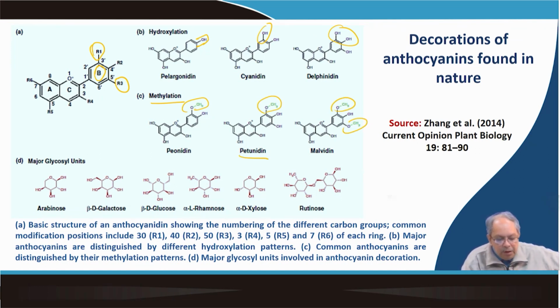Like this. And not only that, what glycosyl units are added? Arabinose can be added, galactose can be added, glucose is common, rhamnose is also common, xylose can be added, and rutinose can be added. Similarly, rutinosyl transferase, rhamnosyl transferase, glucosyl transferase, all these enzymes function, and that leads to different patterns of anthocyanins with variation in the color.